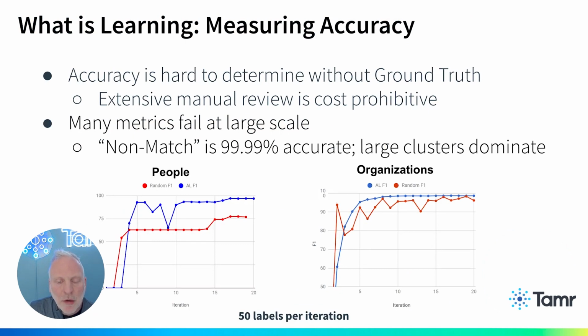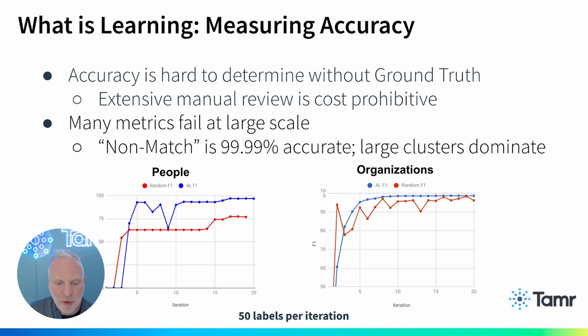For learning, the hallmark of learning is accuracy and increasing accuracy with additional training. One of the challenges here is that accuracy is really hard to determine without ground truth. We do not have extensive ground truth for these real-world data sets. An extensive manual review is cost prohibitive. Our subject matter experts' time is extremely valuable. So we need some approximate measures, but many approximate metrics fail at large scale.